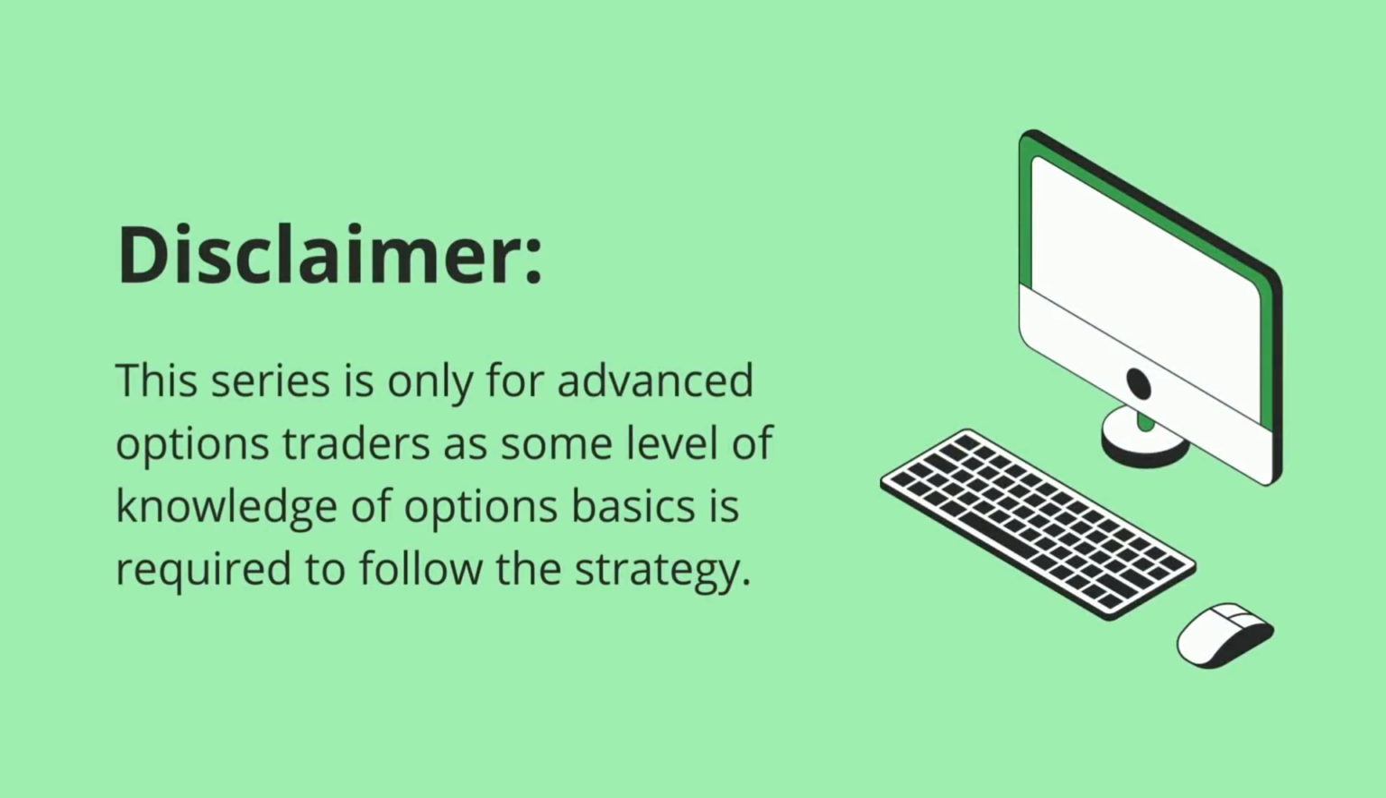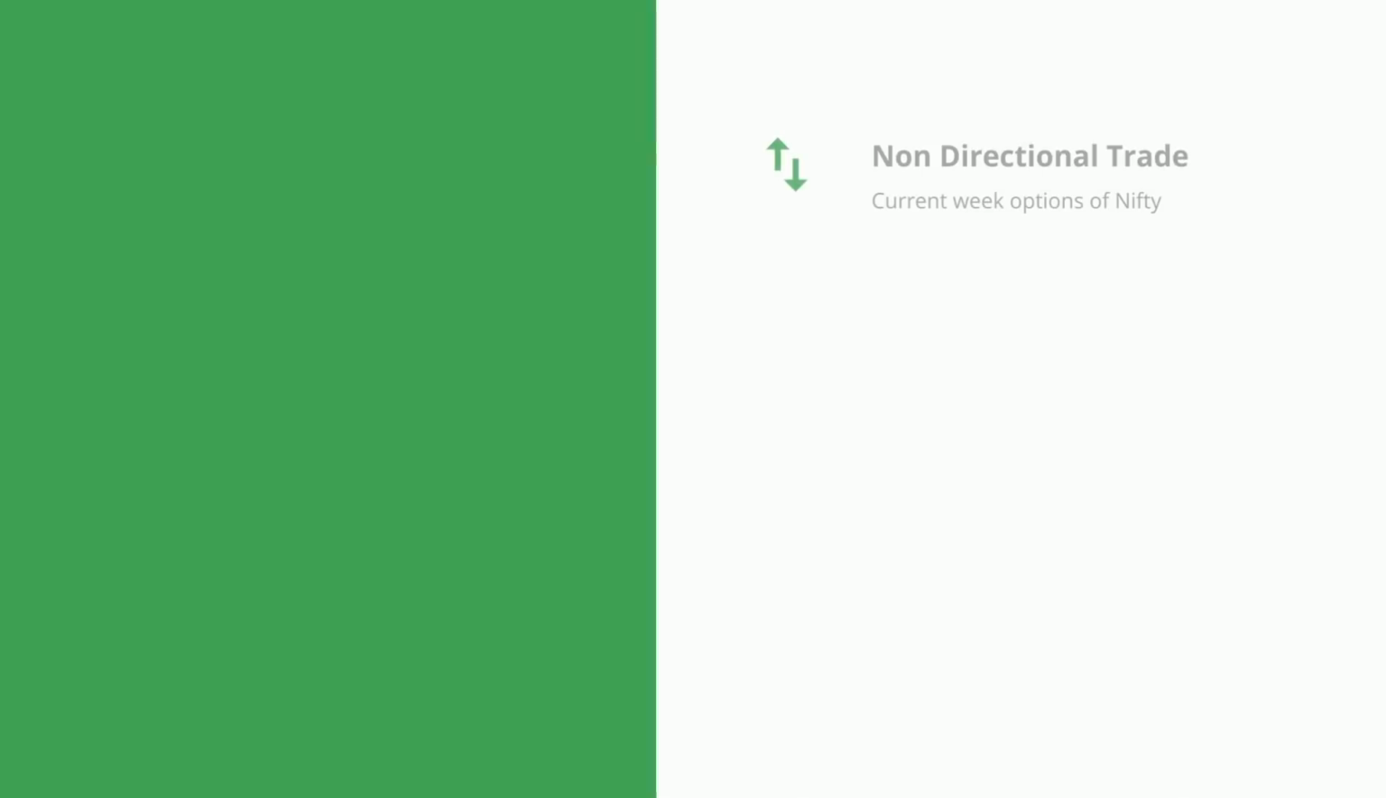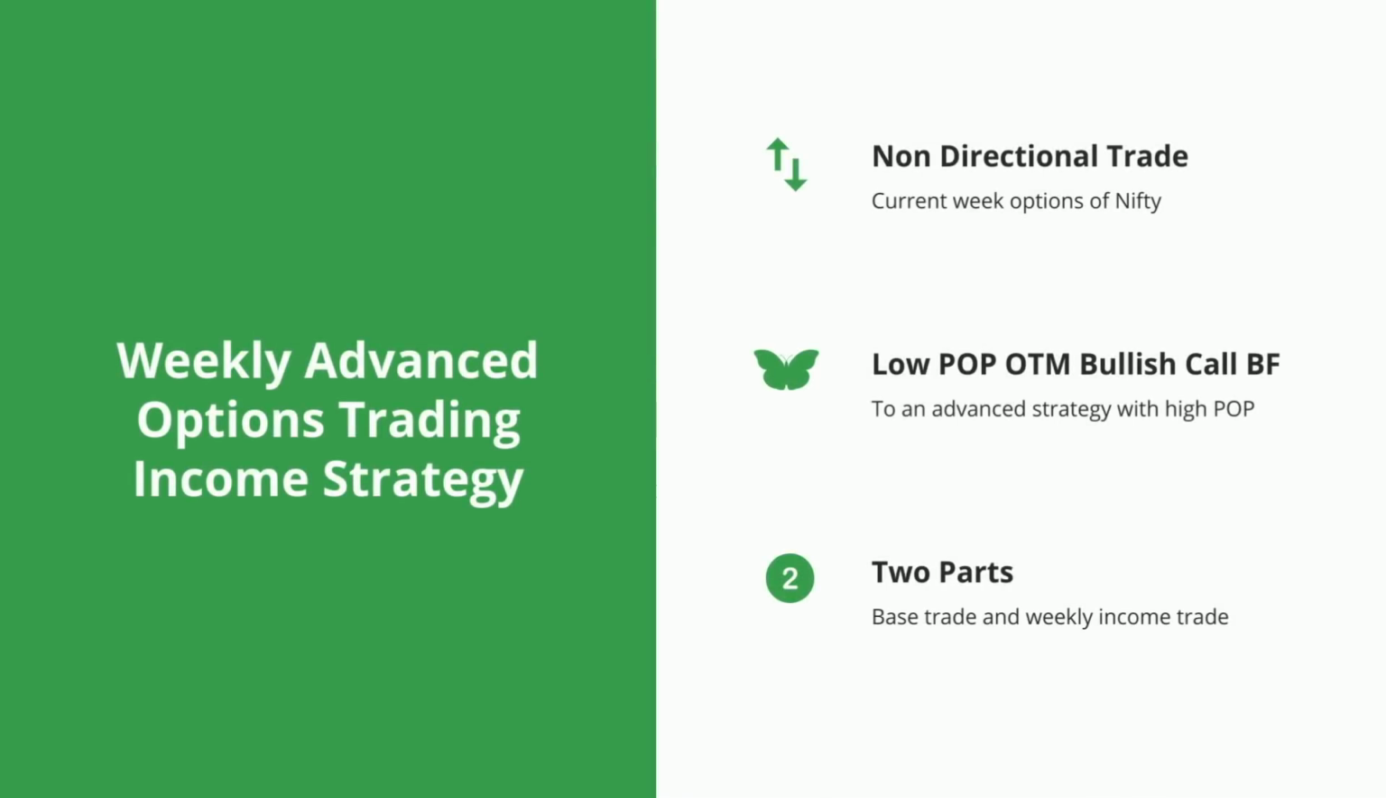But first, the disclaimer. This series is only for advanced option traders, as some level of knowledge of options basics is required to follow the strategy. I use mostly butterflies, debit and credit spreads, but sometimes, especially close to expiry, I also use calendar and diagonal spreads in this strategy. The strategy is a non-directional trade done using the current week options of Nifty.